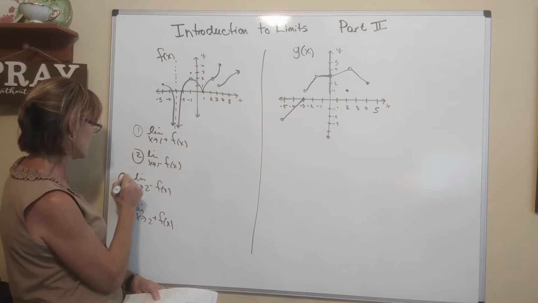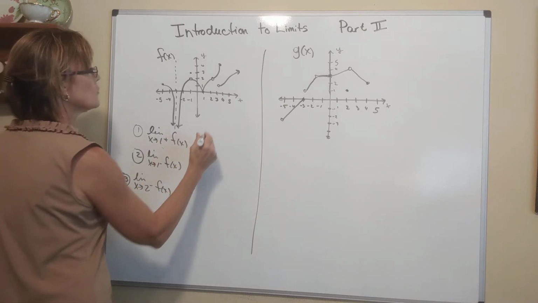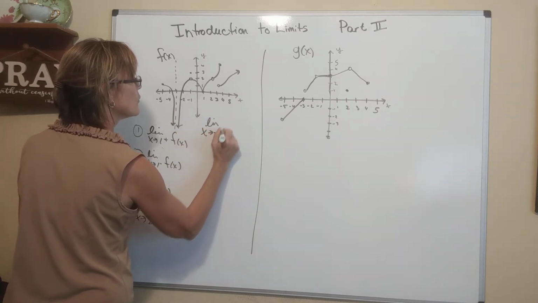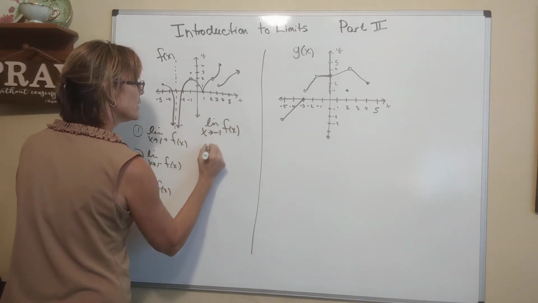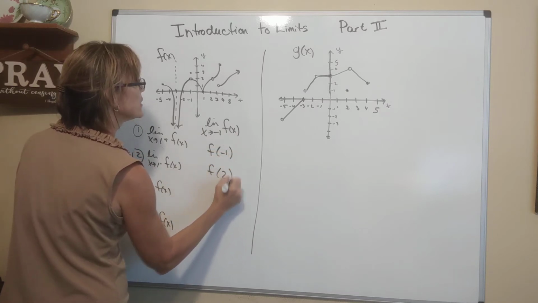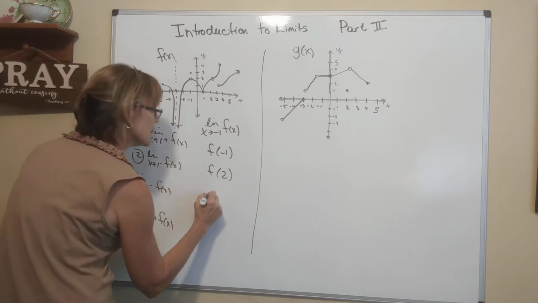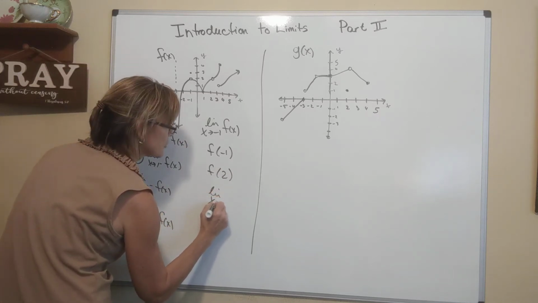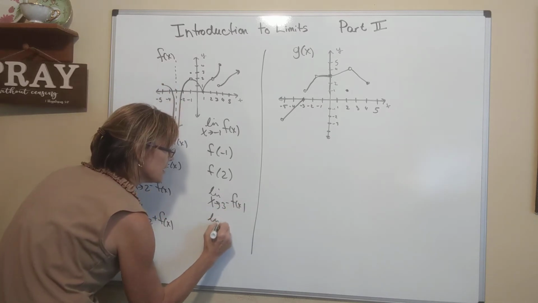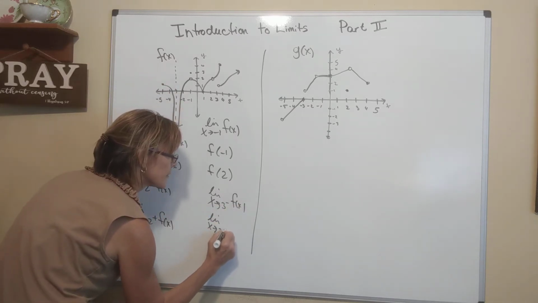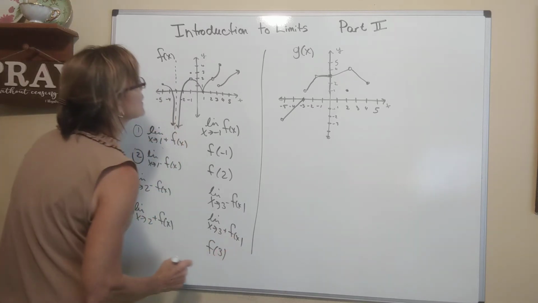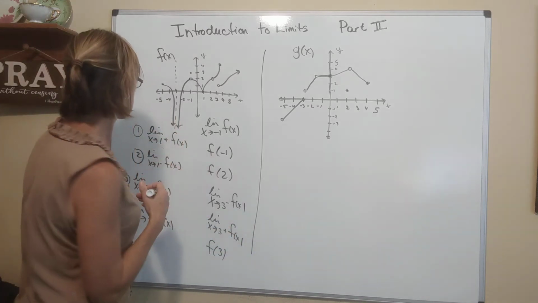All right, let's see. What is the limit as x approaches -1 of f of x? What is f of -1? What is f of 2? What is the limit as x approaches 3 from the left of f of x? What is the limit as x approaches 3 from the right of f of x? What is f of 3? All right, let's go through here.